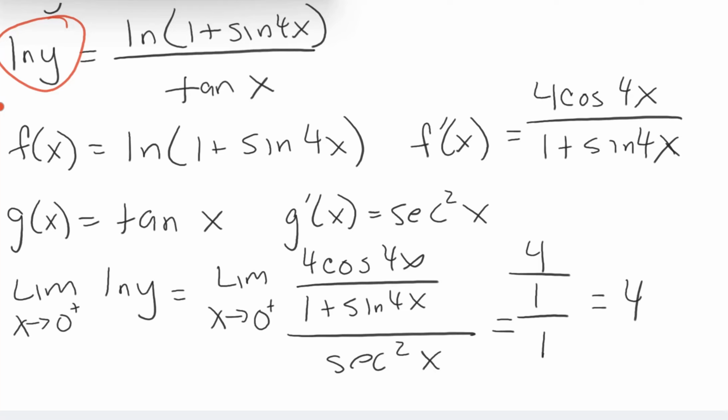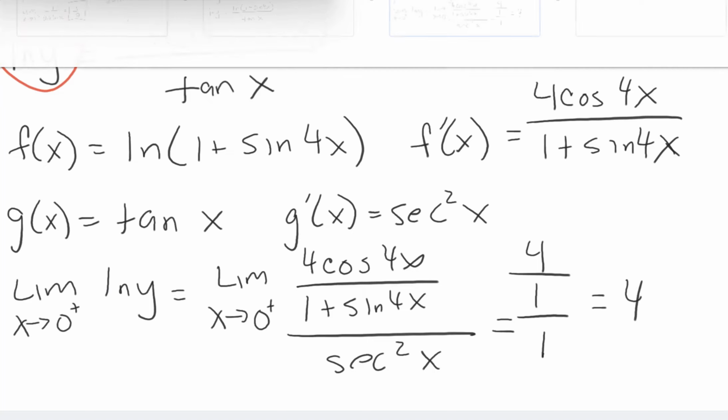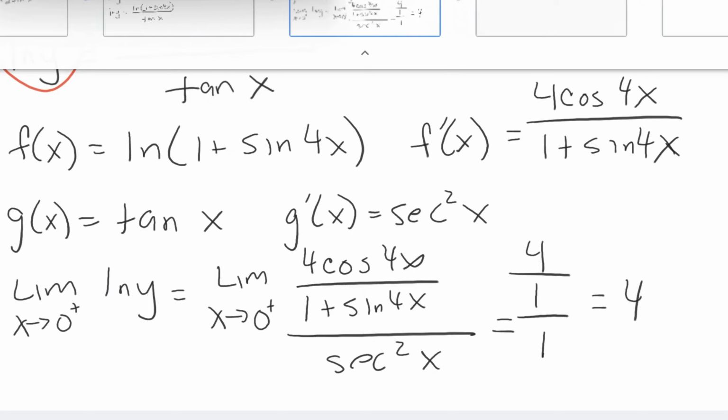So yes, I could have done keep change flip there, brought up the secant squared x. It wouldn't have changed anything. You'd have 4 times 1 over 1, which still is 4. All right, so we've done the limit of this side. We have not done the limit of this side. But that's actually not going to be that overly difficult. So right now I have the limit as x goes to 0 plus of ln of y equals 4.